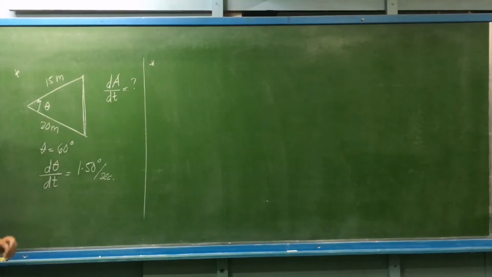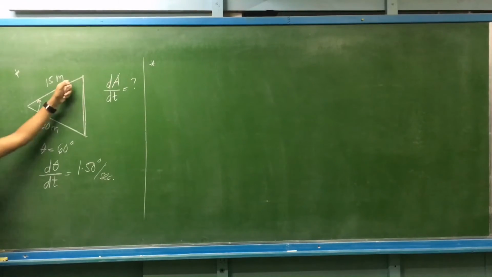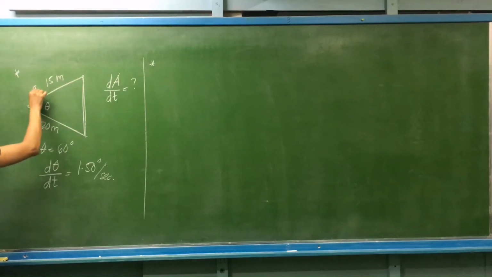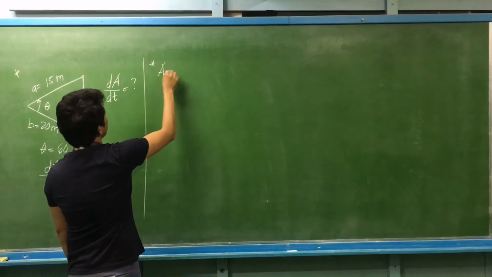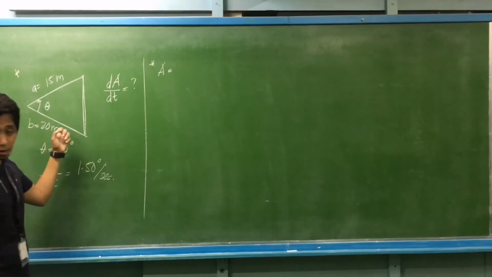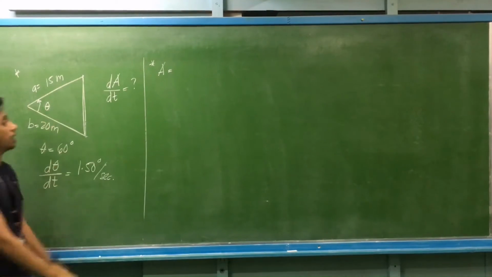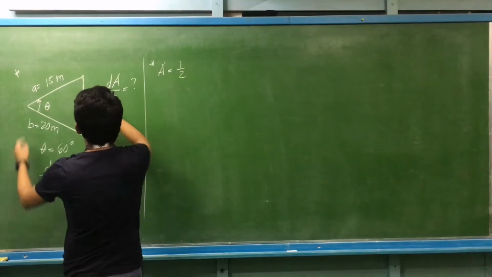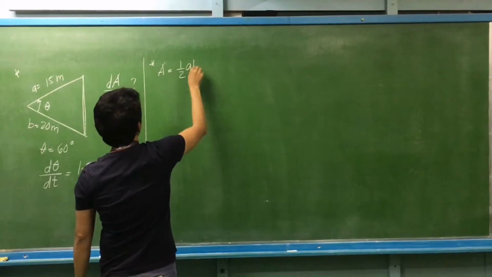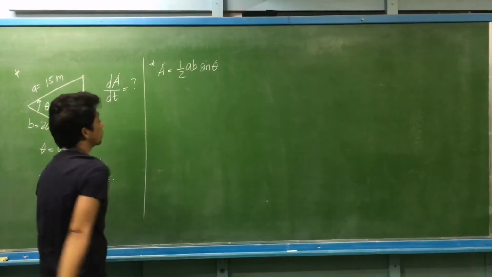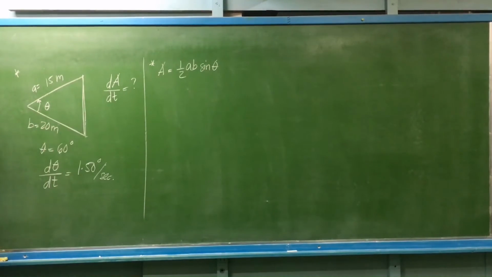We need to set up our equation. How to compute for the area of a triangle if two sides are given and the included angle is also given? Let's say this is side A and side B. If you recall from your geometry, the area of a triangle having two sides and an included angle is 1/2 the product of the two sides, side A and side B, then sine of the included angle. So that will be the equation.